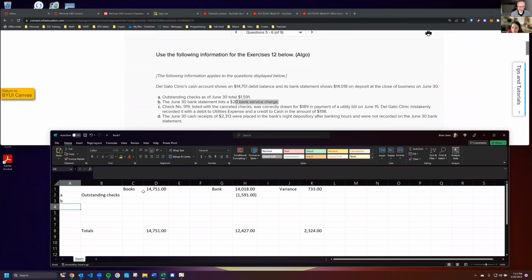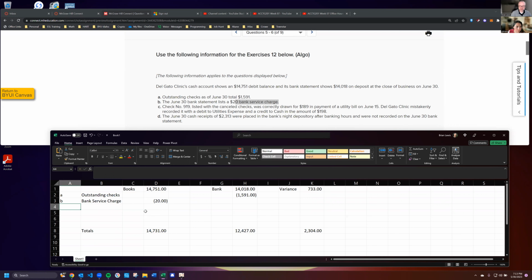Okay, so this is the bank service charge, right? Bank service charge. Yeah, bank service charge. Now that one, you have to actually reduce the books because it's on the bank side, right? And so we need to make sure we record a $20 decrease on the books.